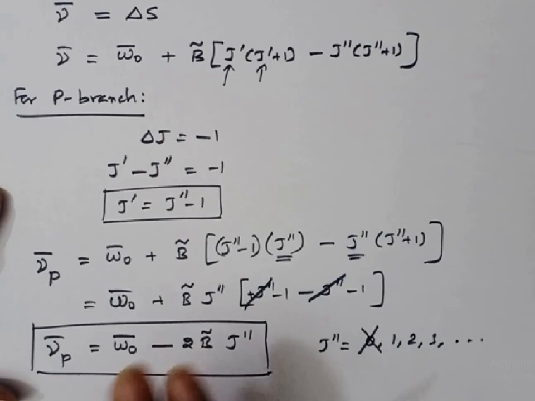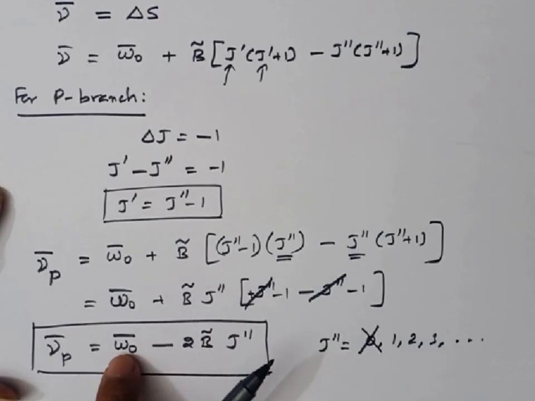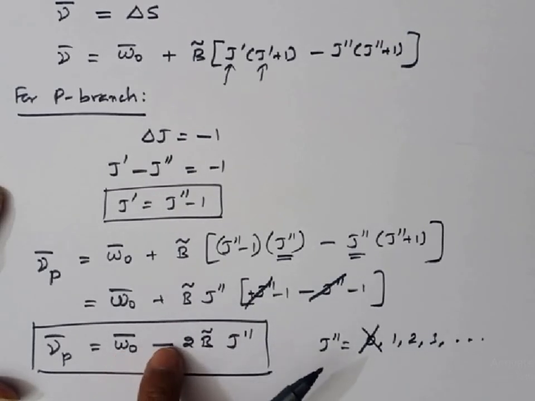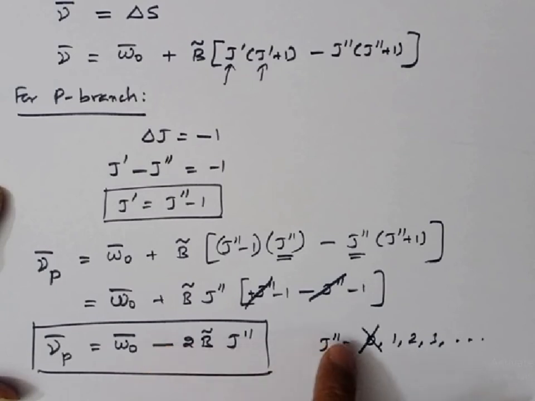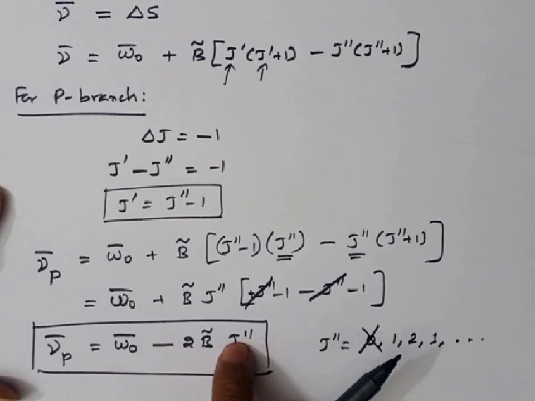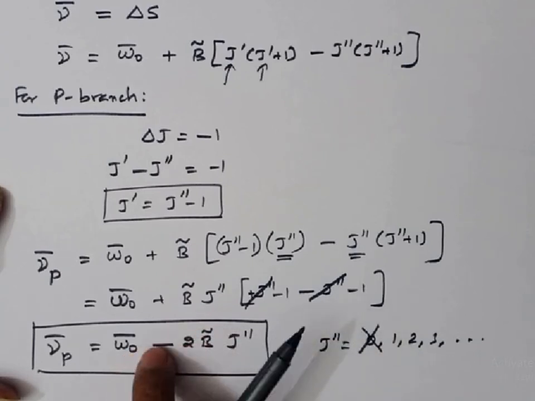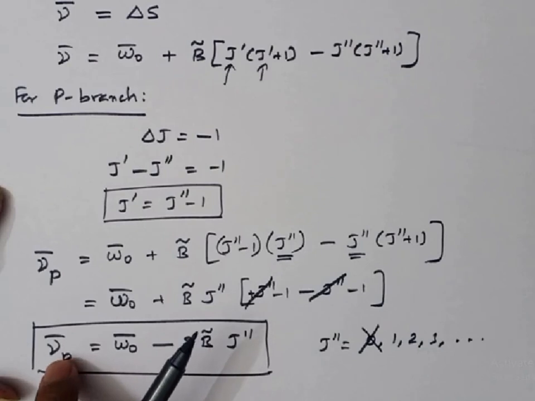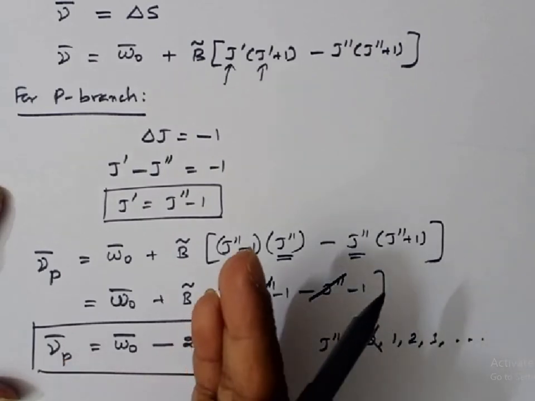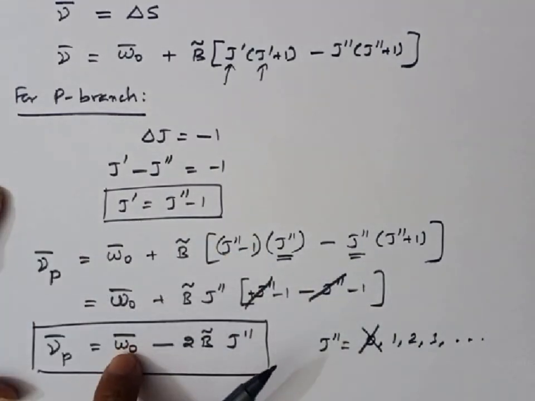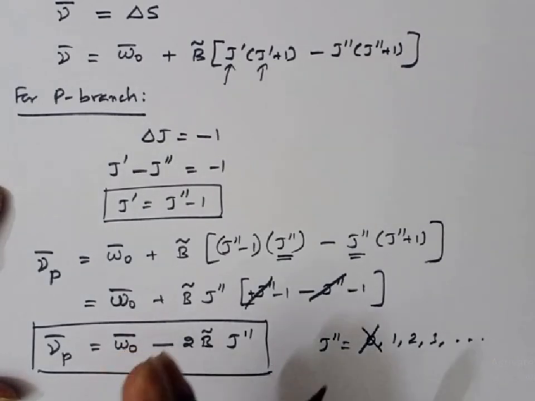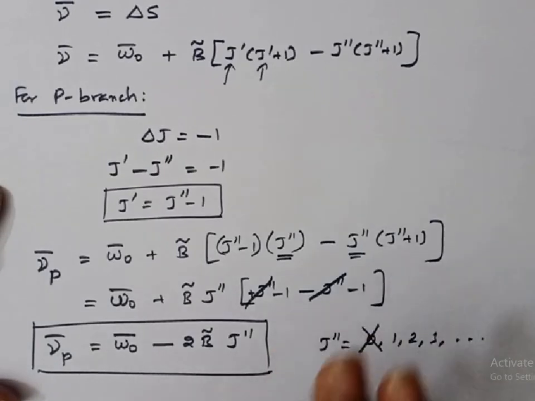Students, observe carefully, omega naught bar is the band origin, and we are having a minus sign here. So if I put J double prime as 1 here, then 1 into 2B is 2B. So you have to subtract 2B from the band origin. That means P branch line will appear on the lower frequency side of the band origin. So keep that point in mind.